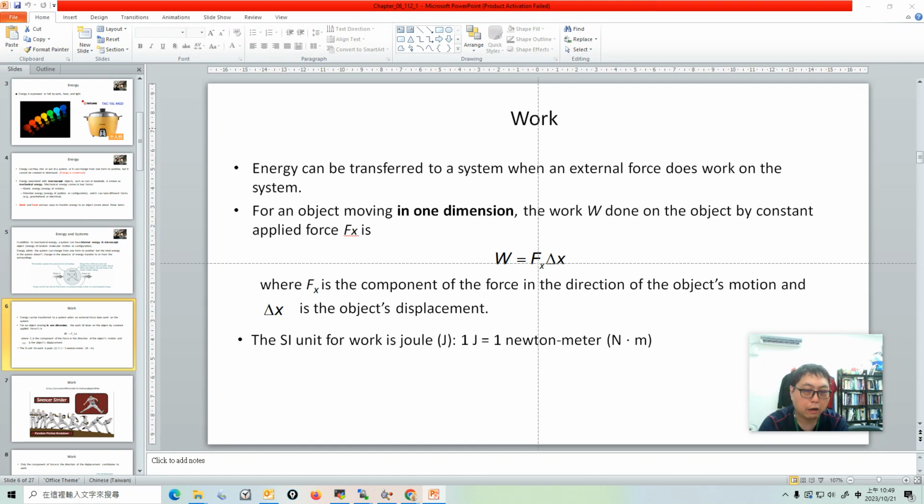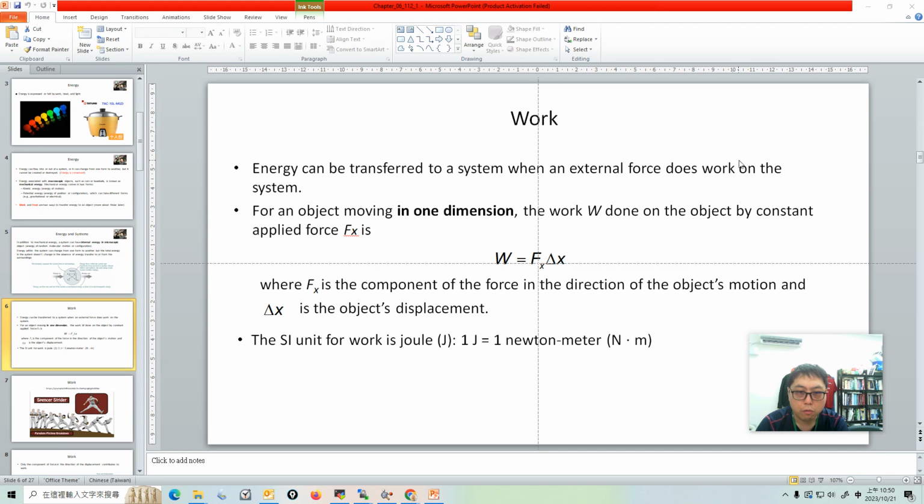And how to calculate the work? I think you all learned this in high school. The work is equal to the force times the displacement. Force times displacement. But here we have to notice something in this formula.